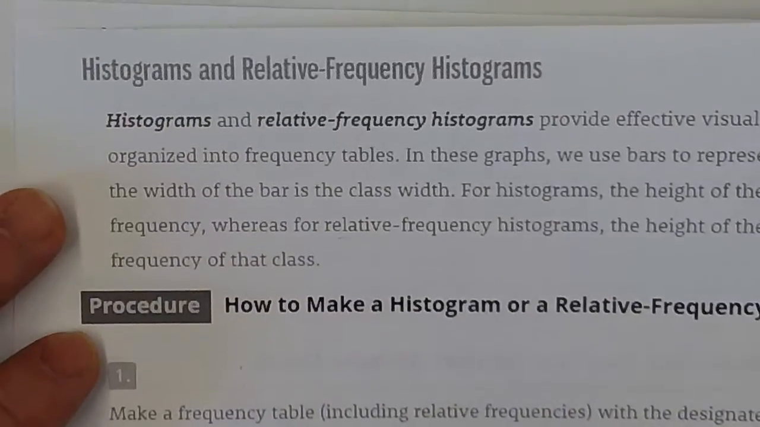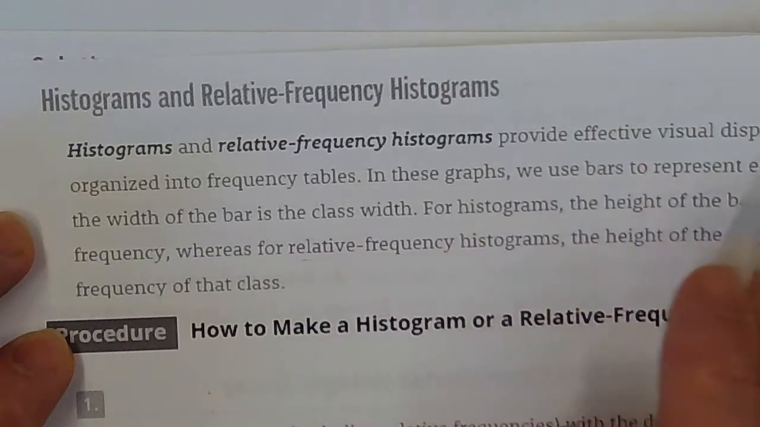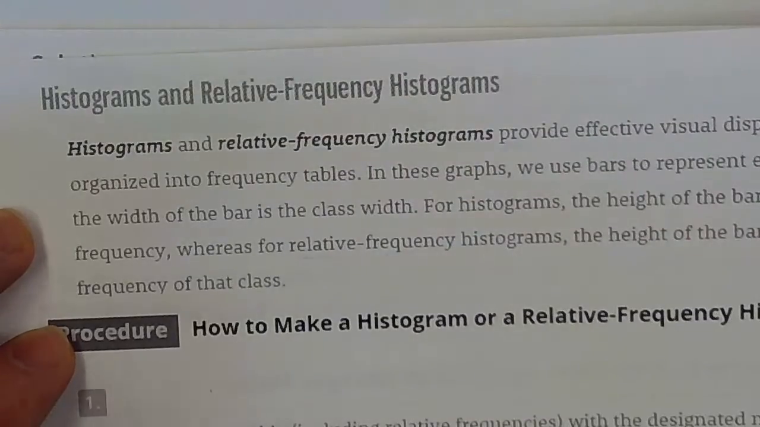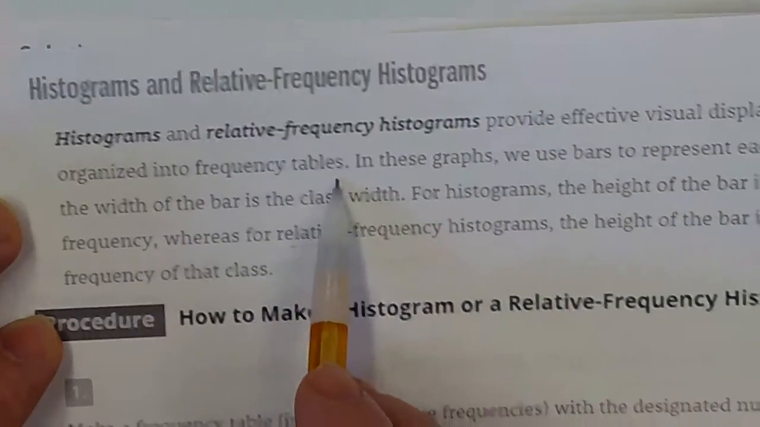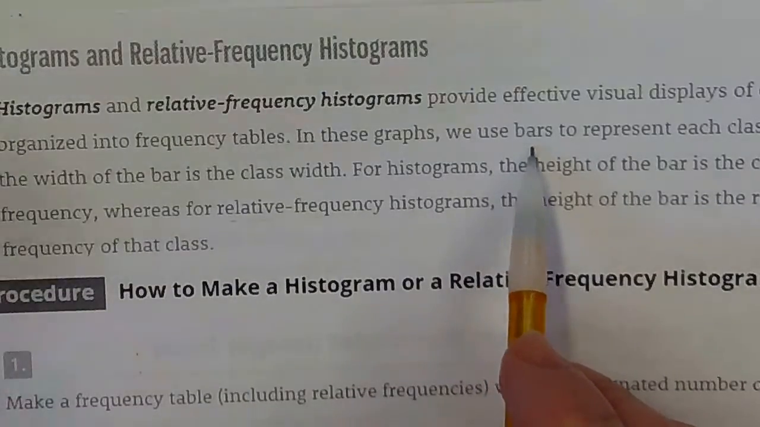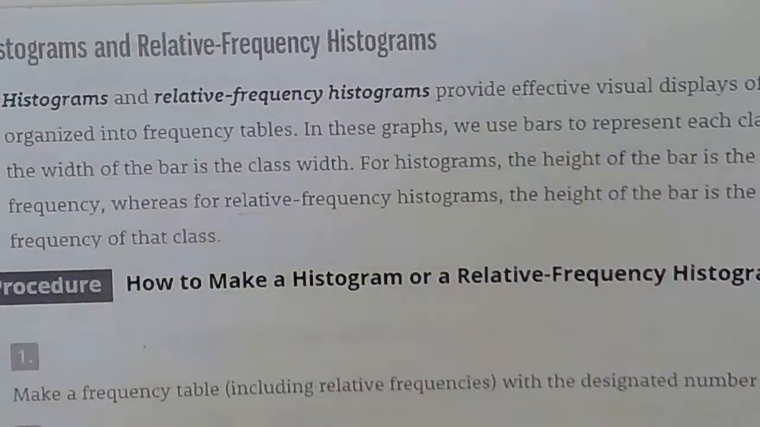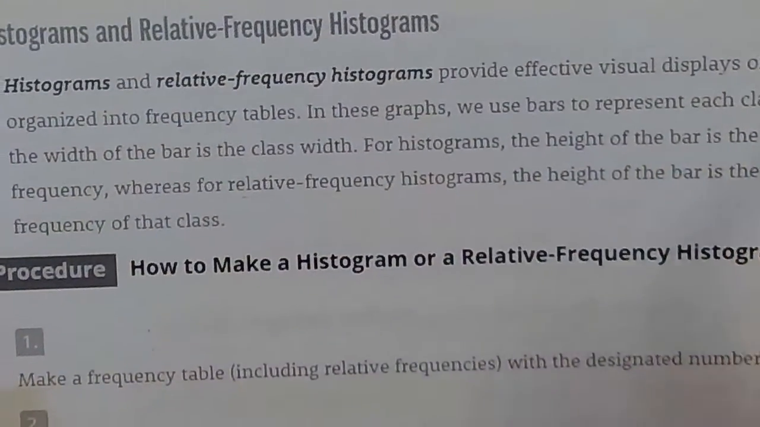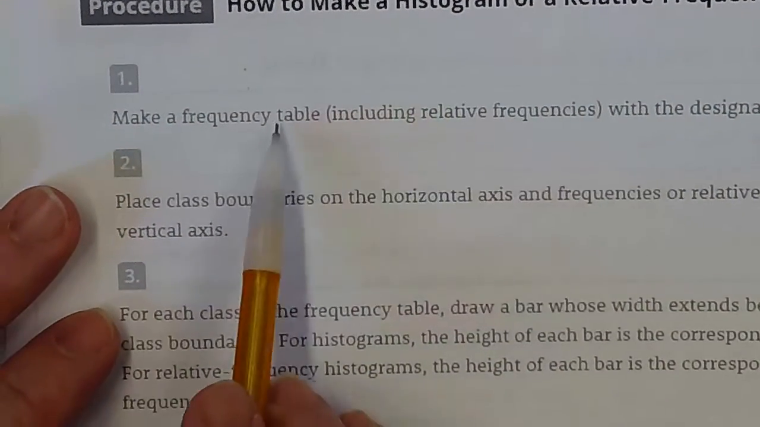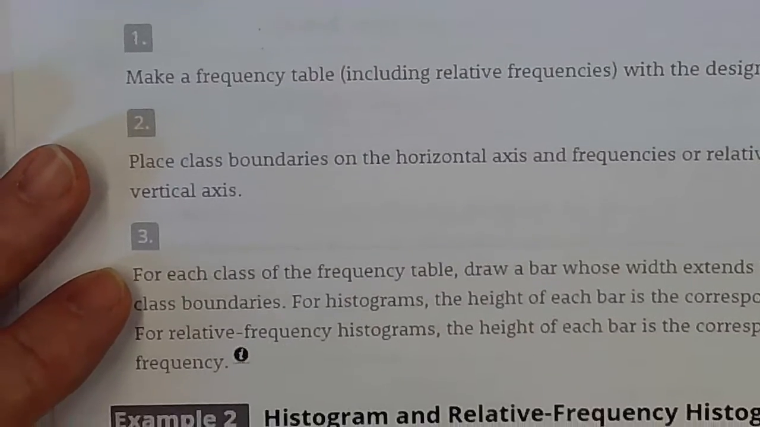The last things we'll do. These provide effective visual displays of the data. It's already organized in the table, and we take it out of table form and put it into a graph. We use bars, but a bar graph is for categorical, or qualitative, data. A histogram is going to be like a connected bar. You'll see in just a moment. So how do we make a histogram? We have to create a frequency table, which we already did. For our first example, we're still going to use that same data.